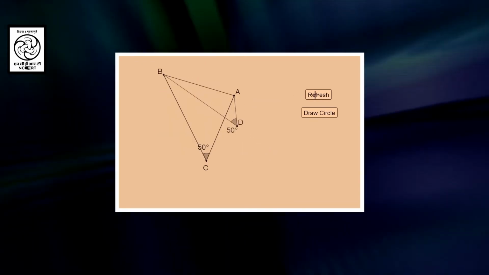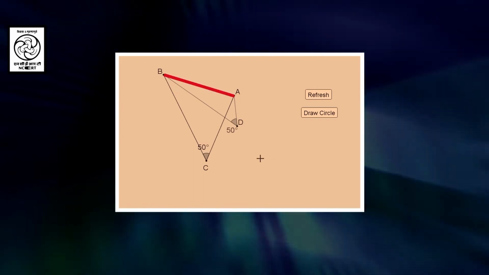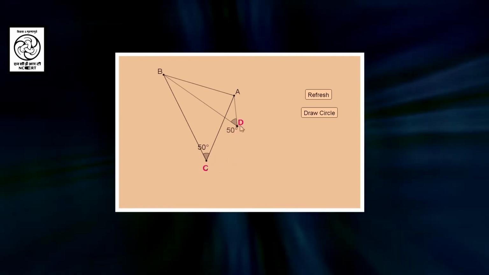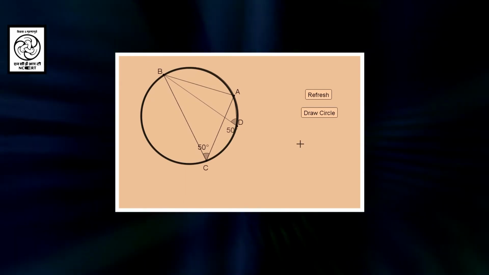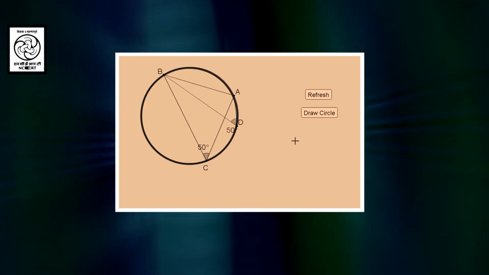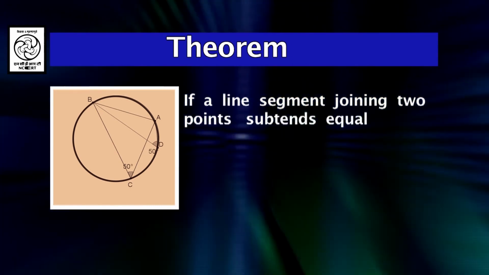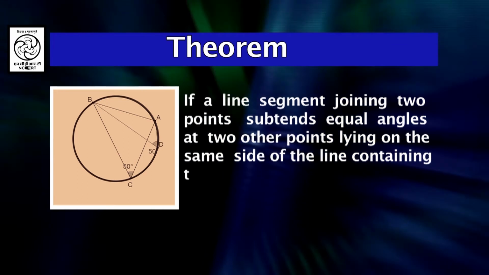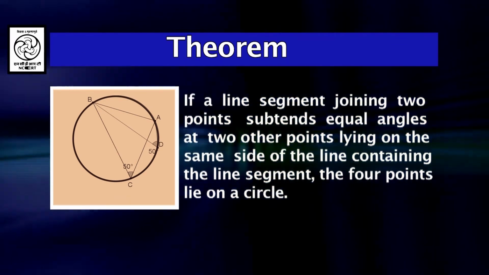Let us try one more time. Now, this time line segment AB subtends an angle of 50 degrees at point C and point D. Again we draw a circle, the circle passes through all 4 points, and such points we call concyclic points. So, if a line segment joining 2 points subtends equal angles at 2 other points lying on the same side of the line containing the line segment, then the 4 points lie on a circle.